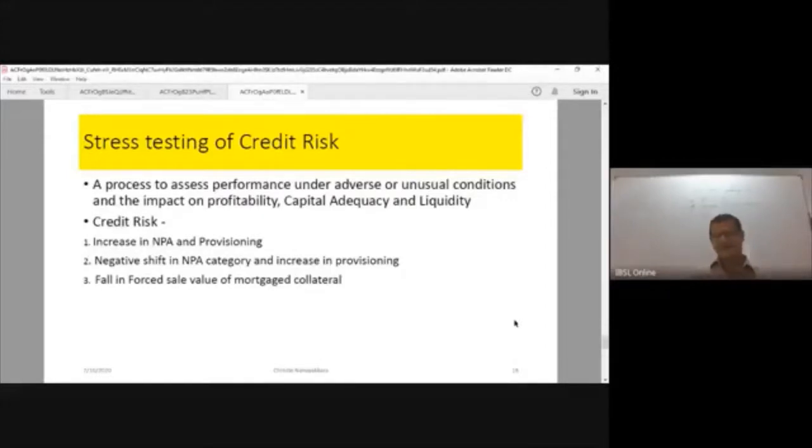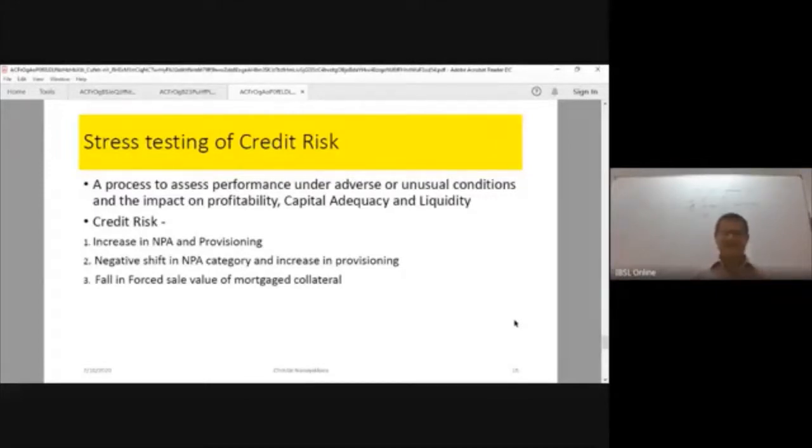And when profitability gets affected, your cash flow will be affected, because the money you lent will not come in at the time you expected. When that happens, the bank will have a liquidity problem. So a stress test will result in an impact on profitability, capital adequacy and liquidity.